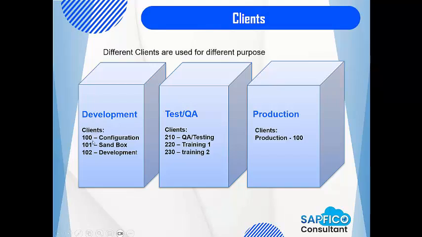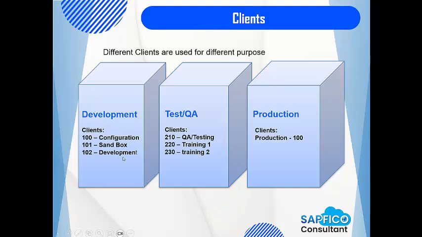Within the development system, there can be multiple clients. Now, one client is 100. 100 is nothing but for configuration, where we call it the golden client. So all the configurations are done in client 100. 101 could be a sandbox client. Okay, so we can just play around in this particular sandbox client.